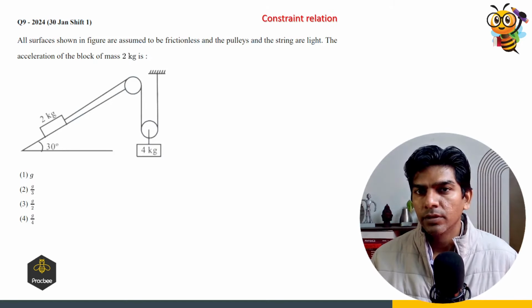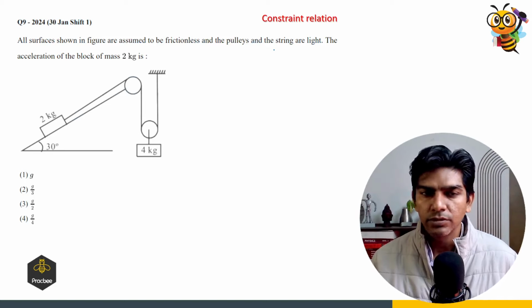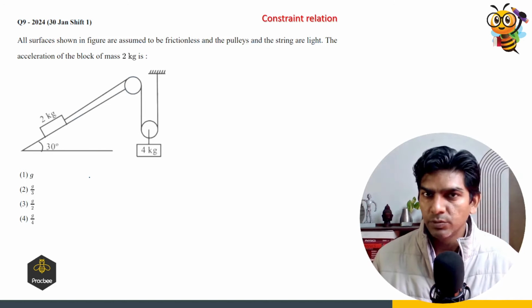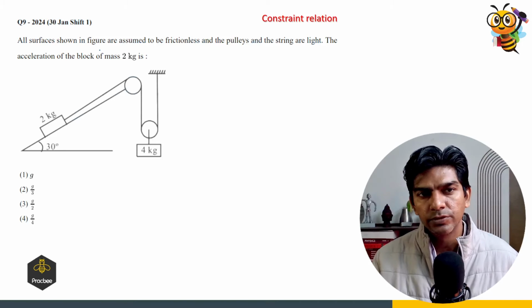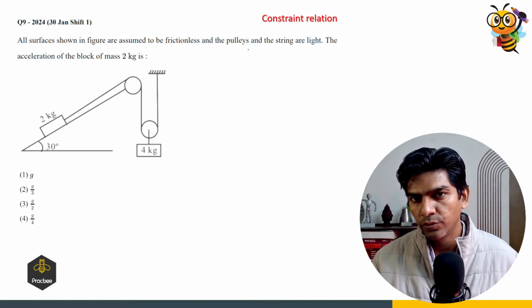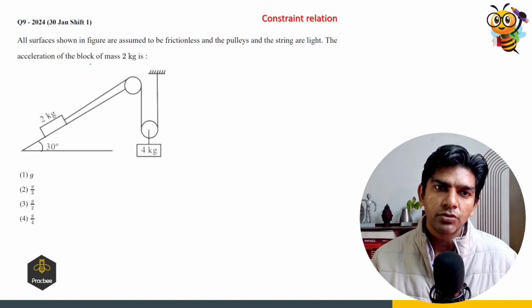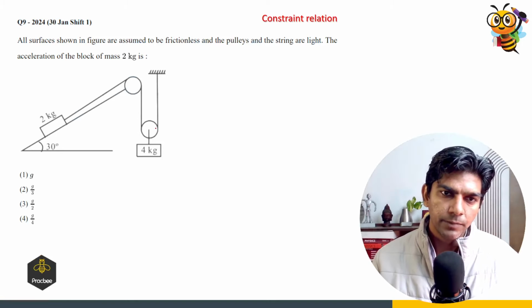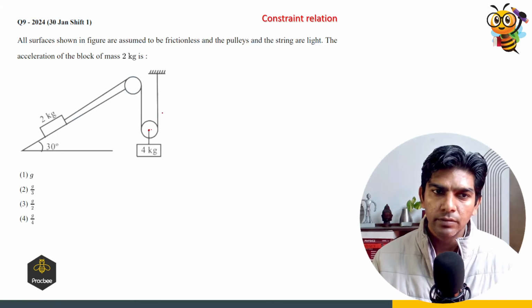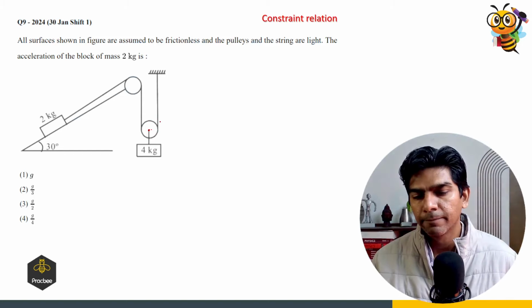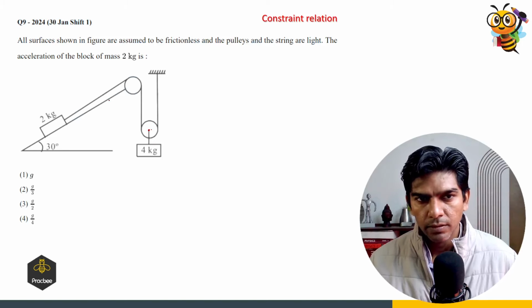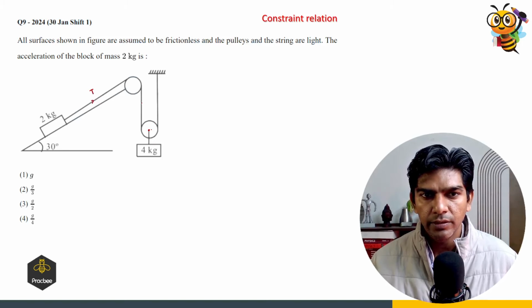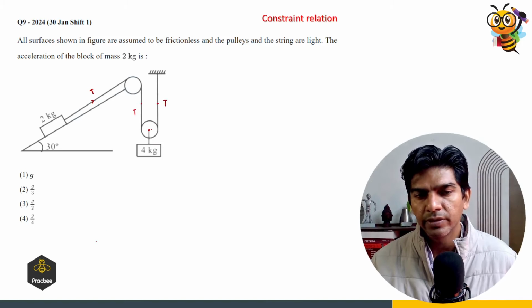Right, so the next problem, the area that we have to consider is constraint relation. In this, when the pulley is moving, what can we do? Let us see. All surfaces shown in the figure are assumed to be frictionless and the pulley and the string are light. The acceleration of the block of mass 2 kg is. So here this pulley will be moving, right? So first of all, let us see the tension. We have tension T here, and here we'll be having tension T.